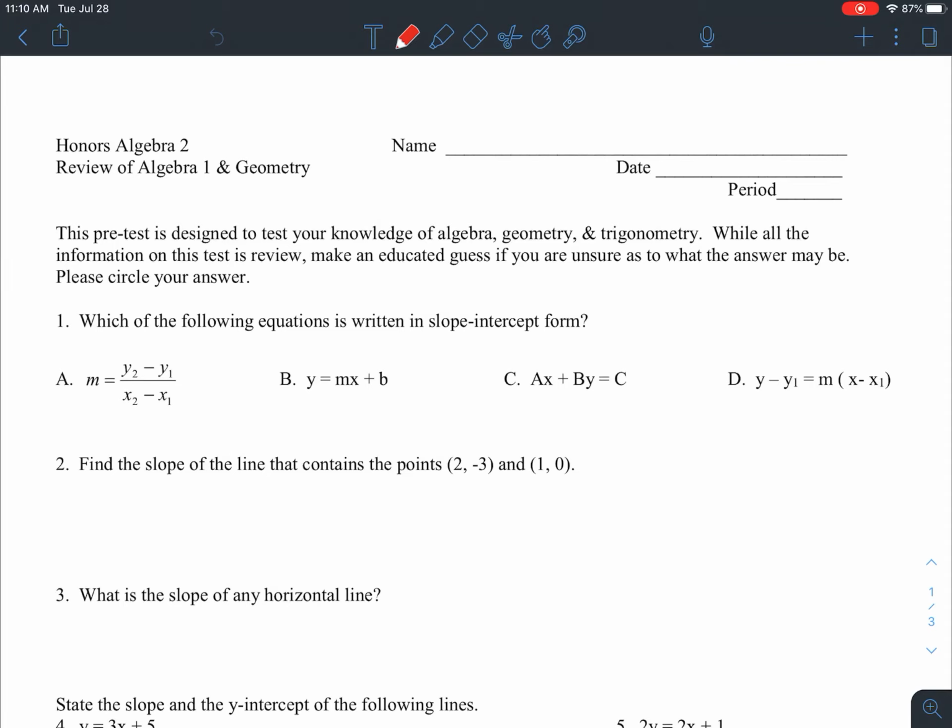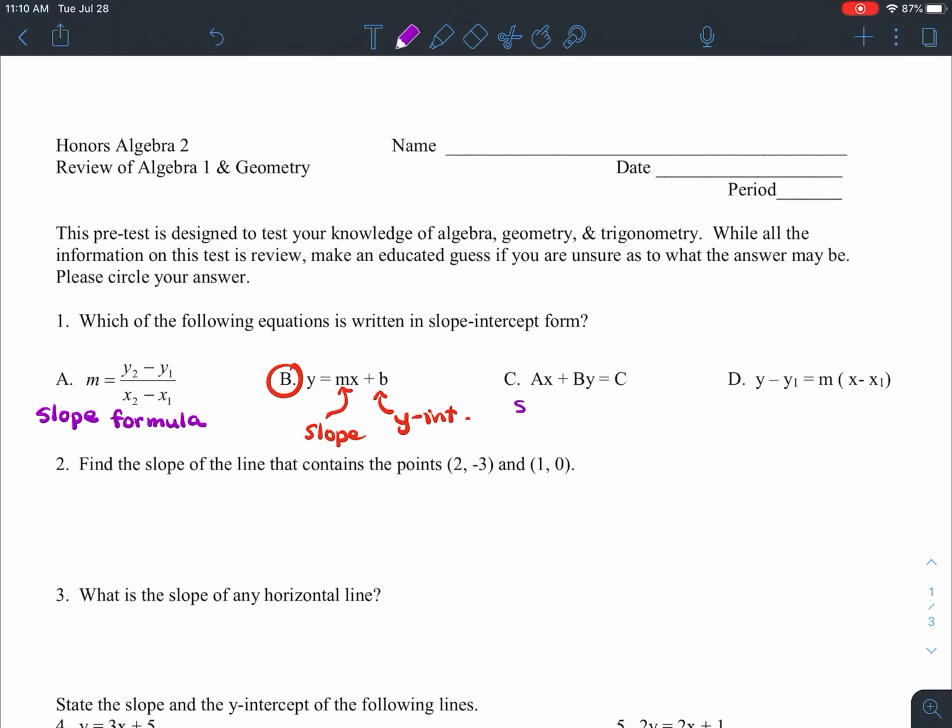Which of the following equations is written in slope-intercept form? Okay, the answer to this would be letter B. We know the m is the slope, the b is the y-intercept. These other things, this first one is not slope-intercept form, but it is the slope formula for how to get the slope if you're given 2 points.